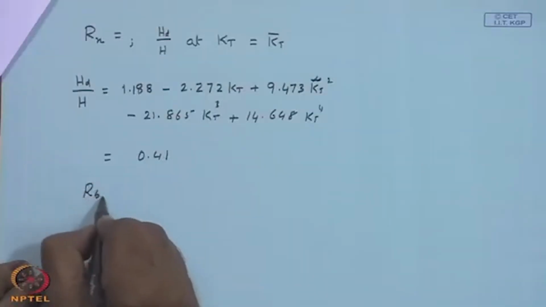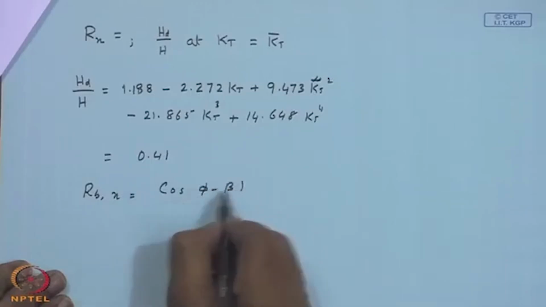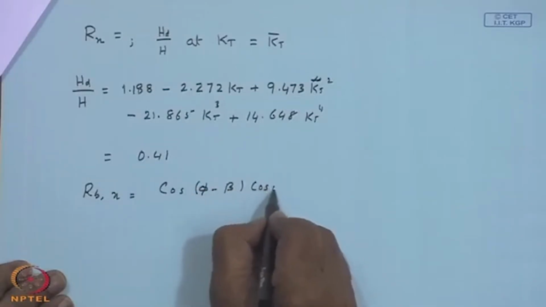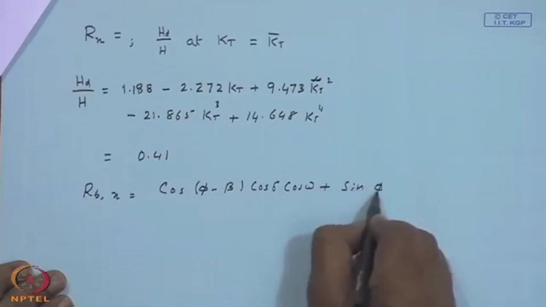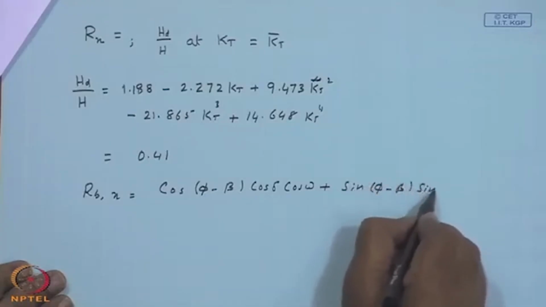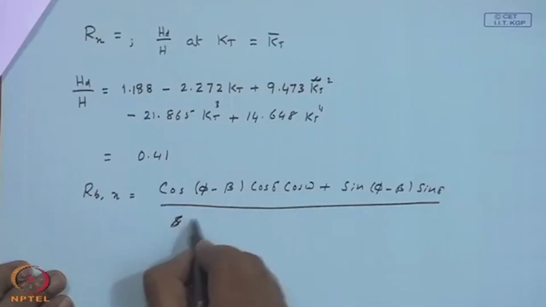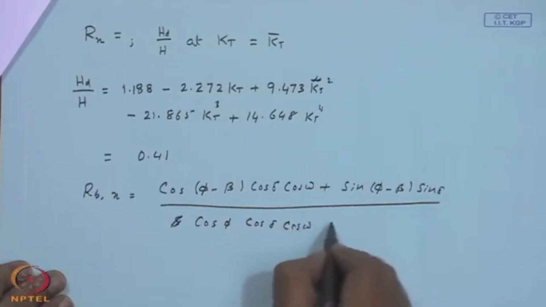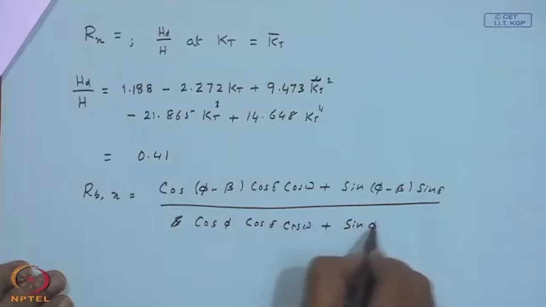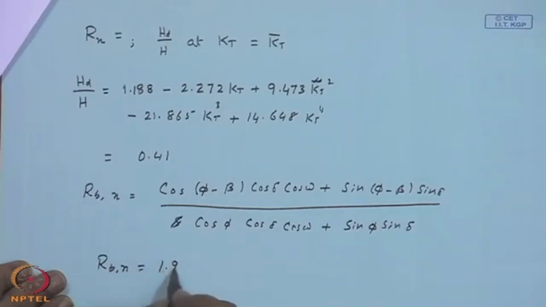RB at the noon time, cos phi minus beta cos delta cos omega plus sin phi minus beta sin delta by cos phi cos delta cos omega plus sin phi sin delta. So, R B noon will be 1.97.